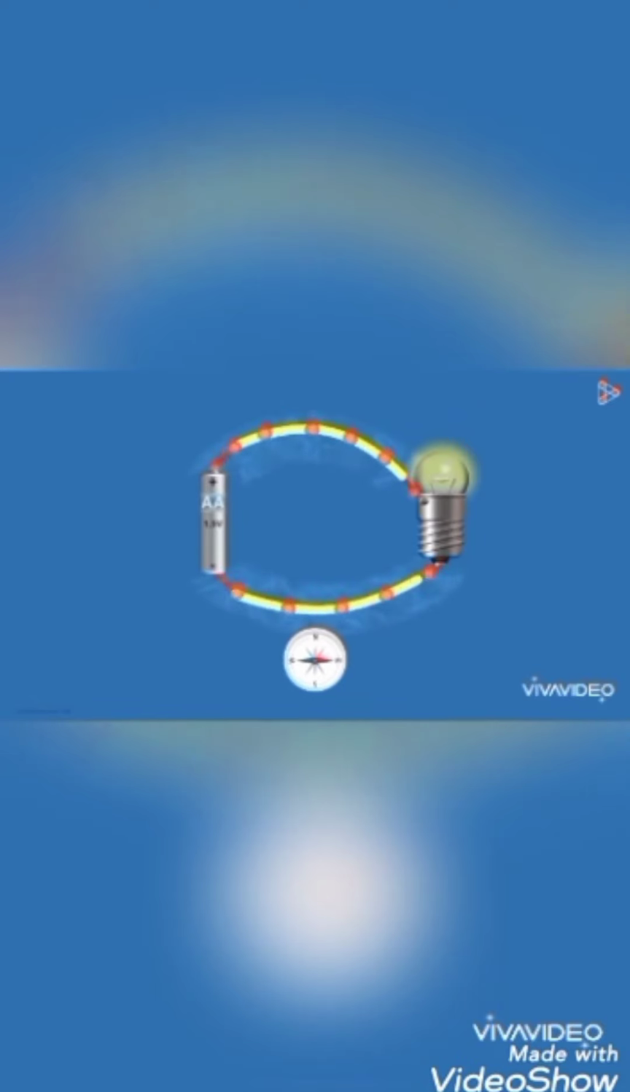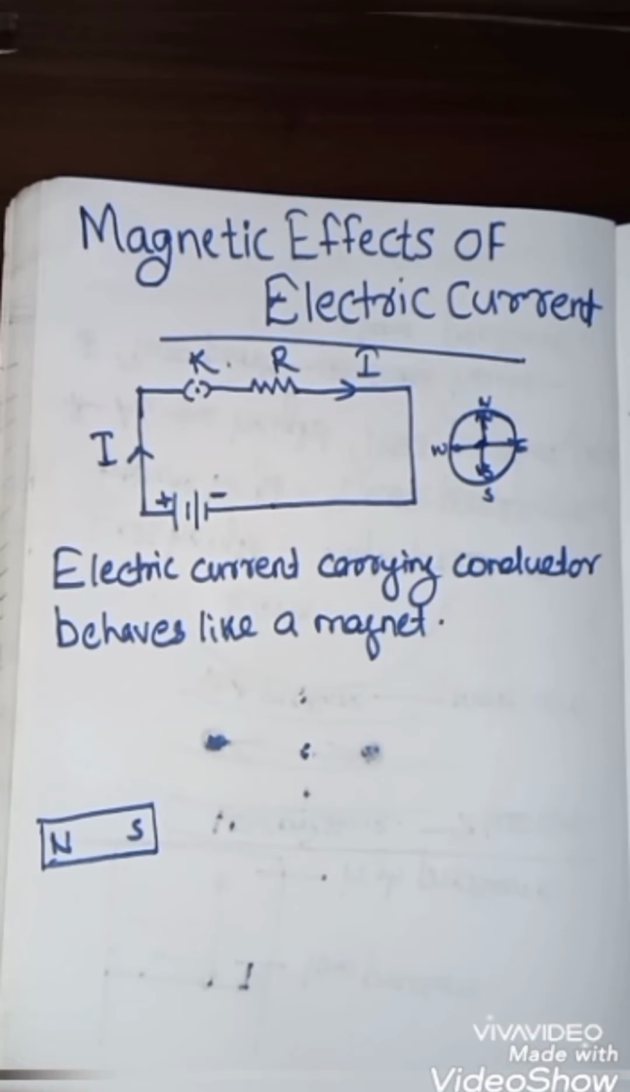Do you know what the reason is? When current flows through the wire, it becomes a magnet. The electric circuit becomes a magnet. This is the reason the compass needle deflects when brought near the wire, or near the electric circuit. Then we move on to our first topic, that is magnetic field and field lines.